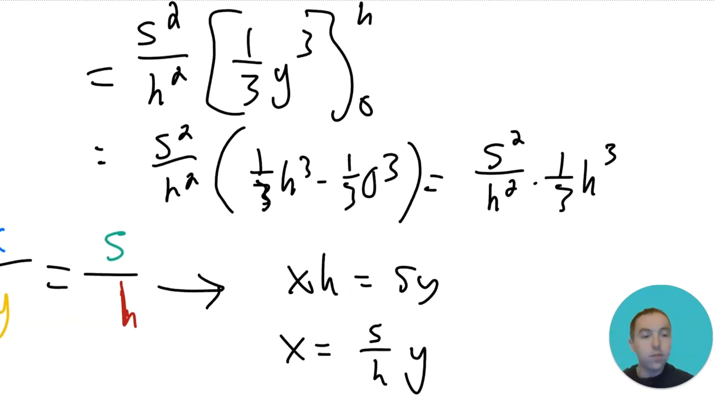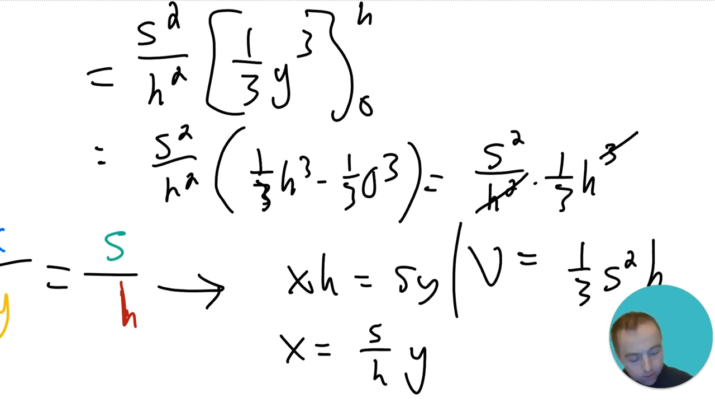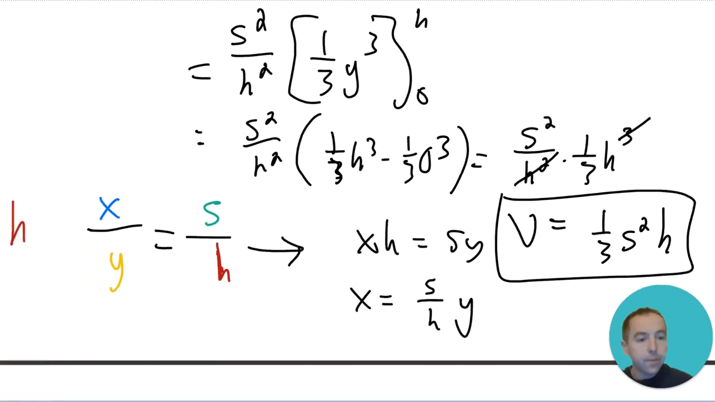And then you're going to get some h's to cancel. Two of the h's cancel with the two in the denominator, so you're left with just one h. So it ends up equaling 1/3 s squared times h, which should be the volume of your pyramid.